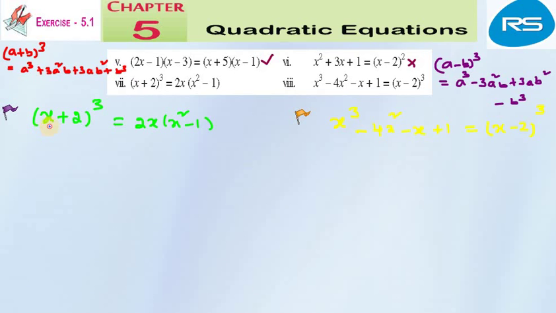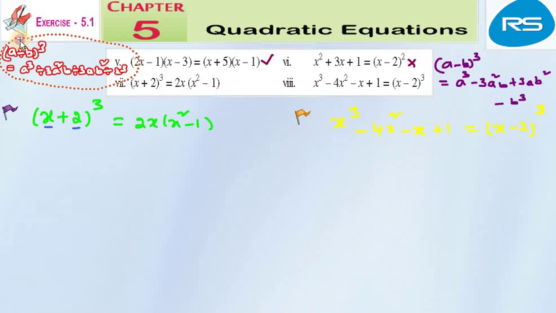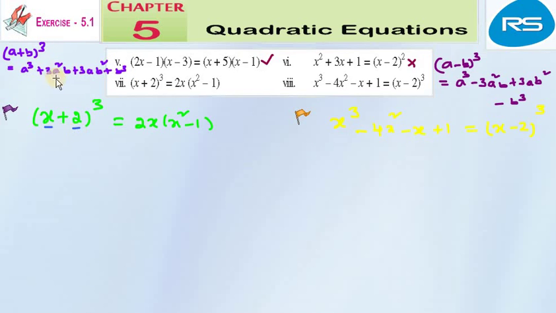Now if you observe, this is in the form of a plus b whole cube. You already know the formula of a plus b whole cube. So what is a plus b whole cube? a cube plus 3a square b plus 3a b square plus b cube. So you already know very well, just apply the formula.